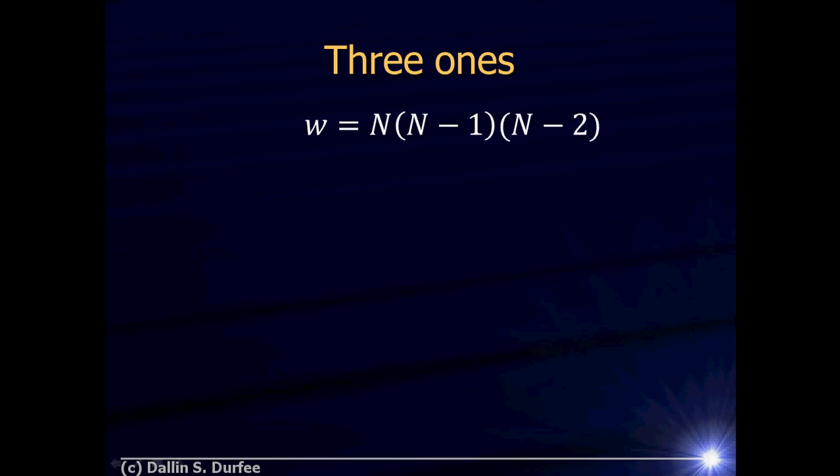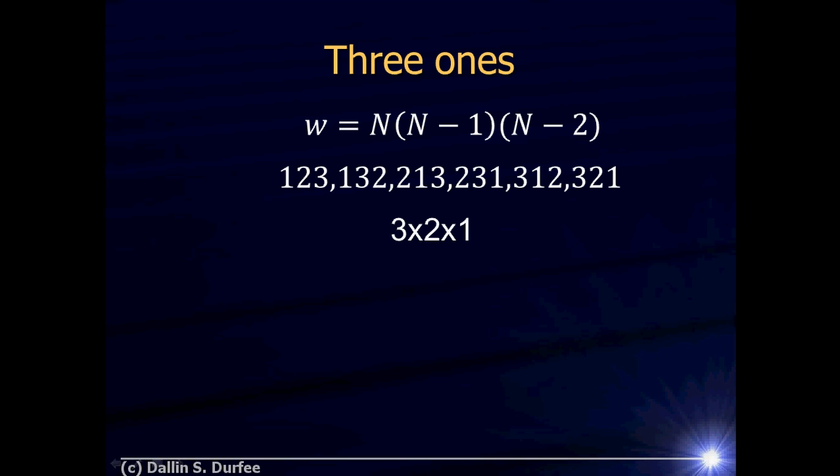But I've overcounted. For example, for the microstate where the first 3 molecules are 1s, I could have chosen the first molecule first, the second molecule second, and the third molecule third. Or I could have chosen the first molecule first, then the third molecule second, and the second molecule third, and so forth. So there are 6 different ways I could have chosen that same microstate, but it's all one microstate. 1, 2, and 3 are all 1s. So I've overcounted by a factor of 6.